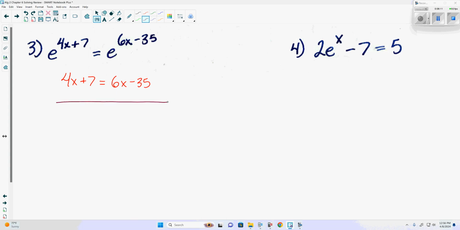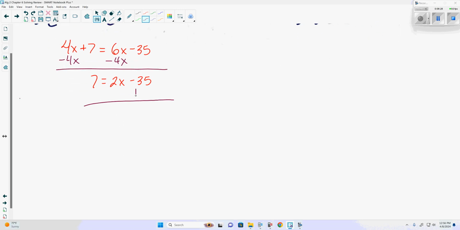Now the first thing we can do is, yes, we can subtract 4x from both sides, telling us 7 is equal to 2x minus 35. Then we can add 35 to both sides, which will tell us that 2x is equal to 42. And last but not least, divide both sides by 2, telling us x is 21.